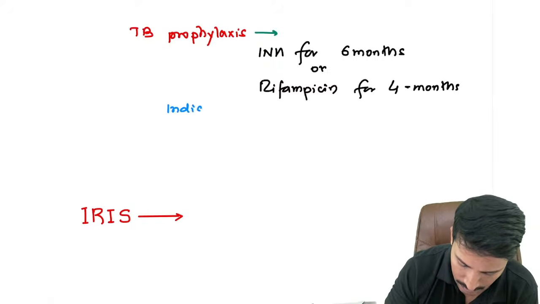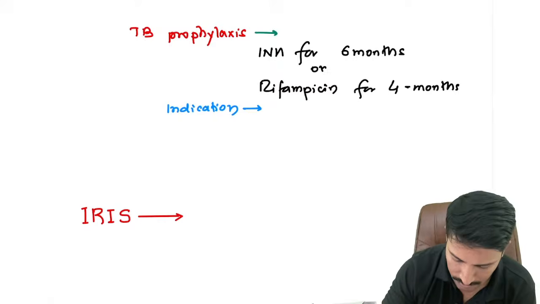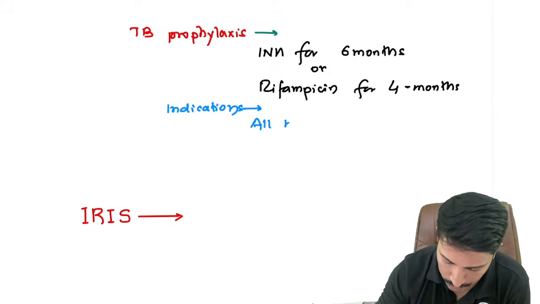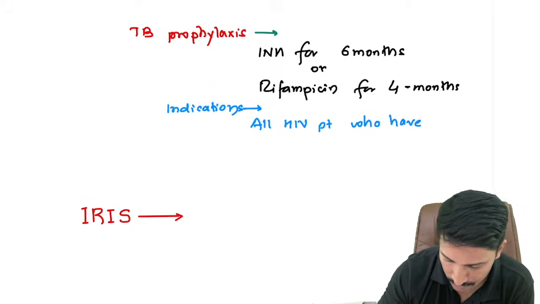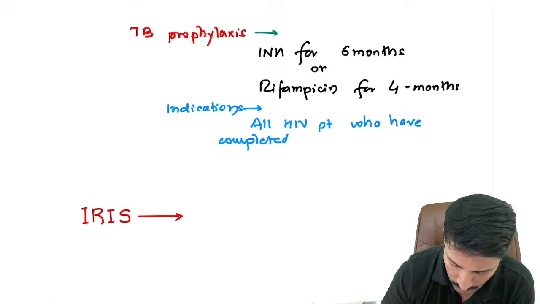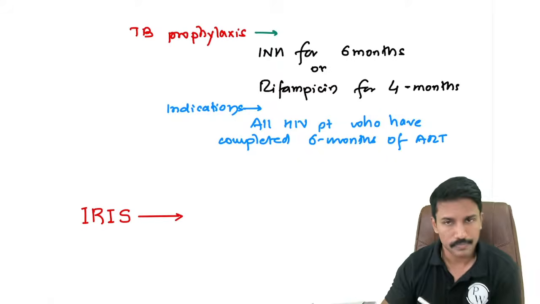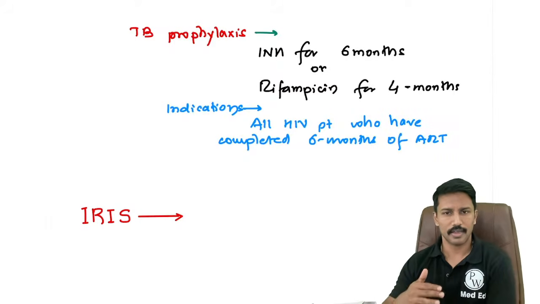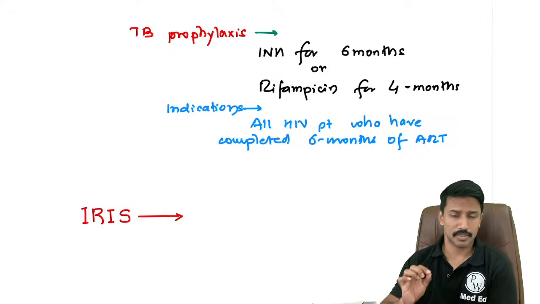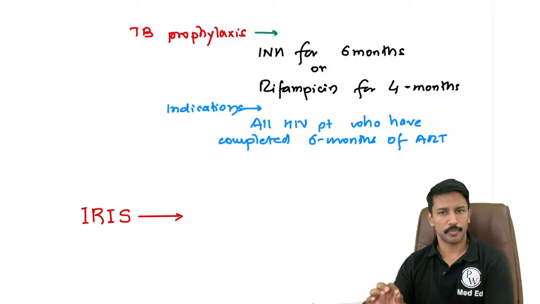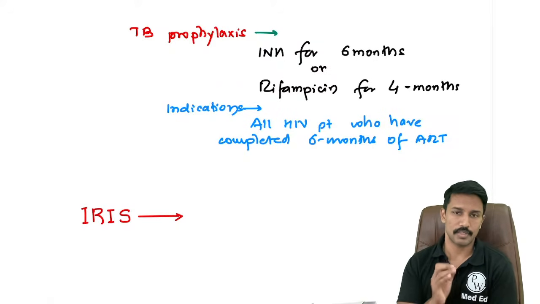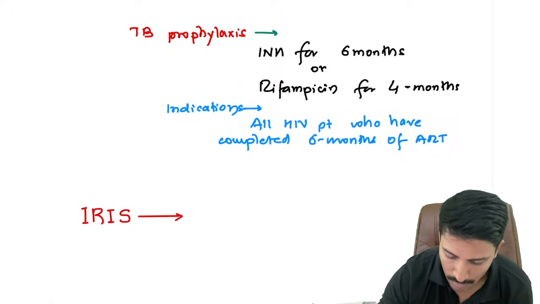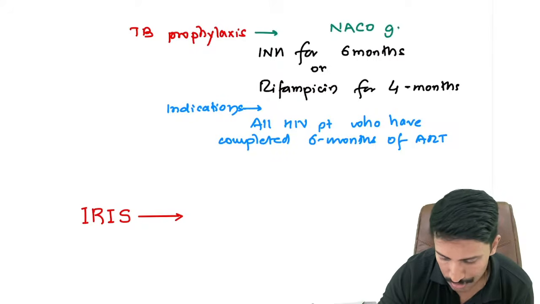Indication for TB prophylaxis in HIV individuals. In India, according to NACO guidelines, all HIV positive patients who have completed 6 months of ART. So once I have diagnosed someone as having HIV, I start ART. But after 6 months, I will also give him 6 months of INH or 4 months of rifampicin, so that if there is latent TB, it is taken care of. We don't run behind investigating and identifying whether this individual has latent TB or not. Right? So this is as per the National AIDS Control Organization guidelines.